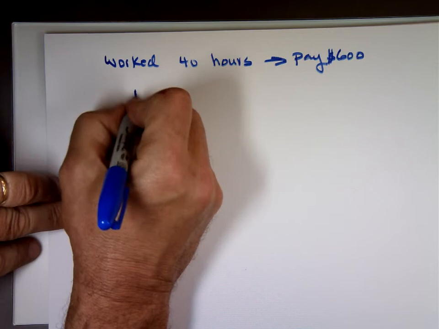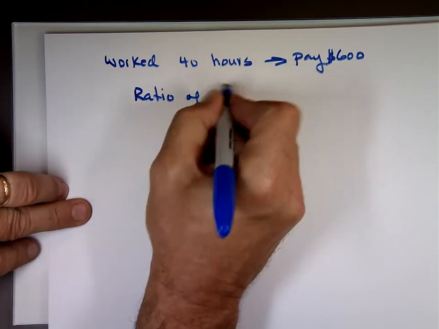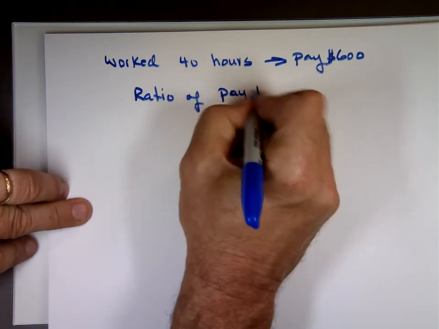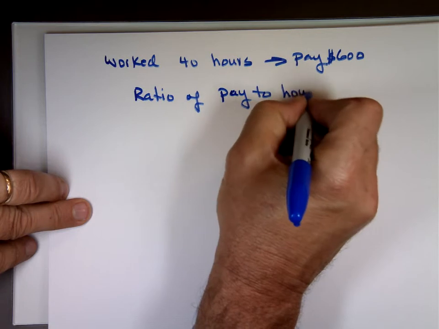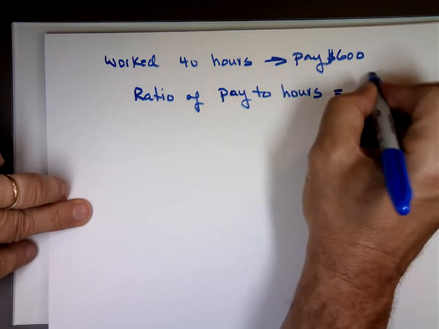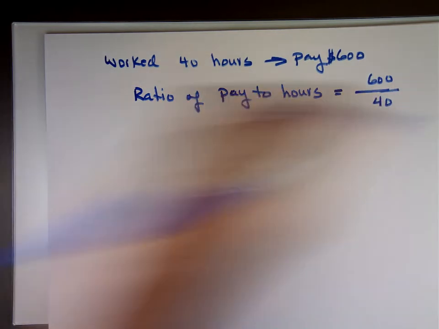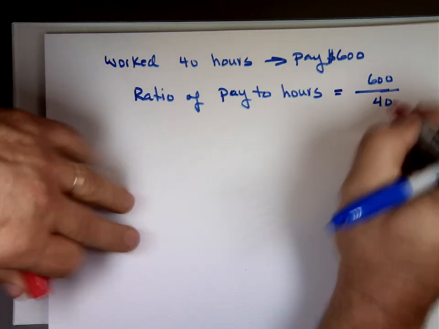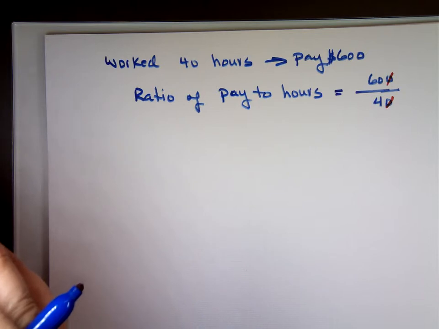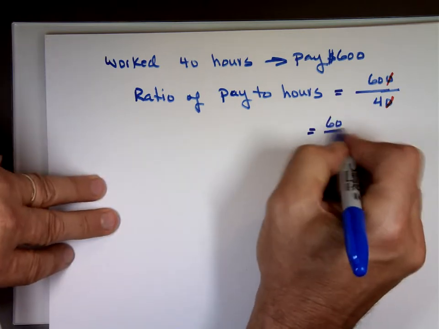What is the ratio of pay to hours? So the pay is what? 600. 600 to 40. Can we simplify that? Notice these will cancel each other out, because that's dividing by 10. And you end up with what? 60 over 4. Can you simplify that?